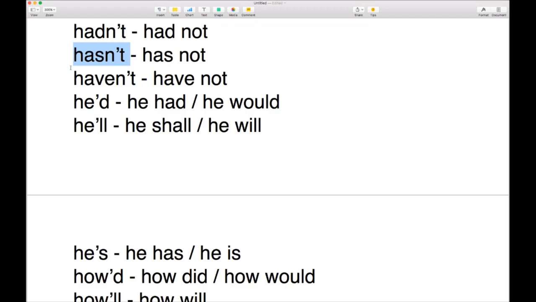She has not brushed her teeth would become she hasn't brushed her teeth. She hasn't brushed her teeth. Tell her to go to the bathroom straight away. She's gotta brush her teeth before going to school.